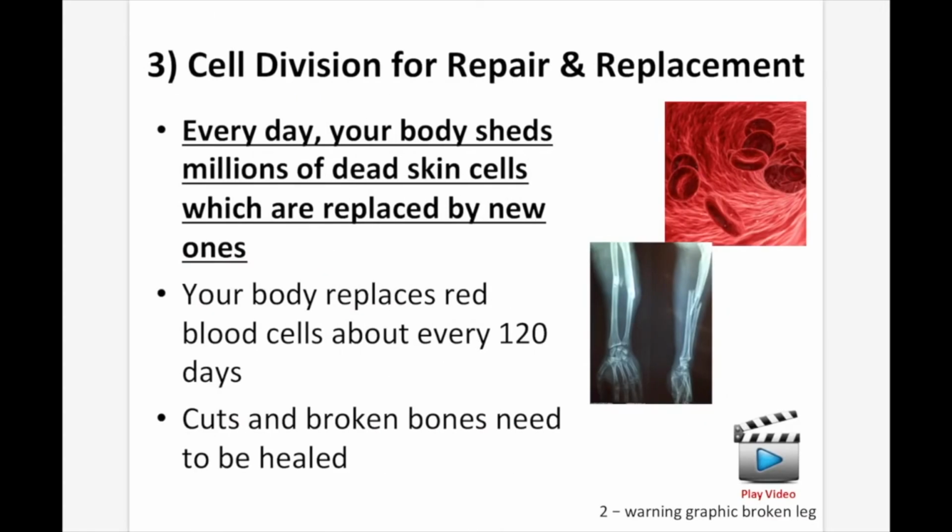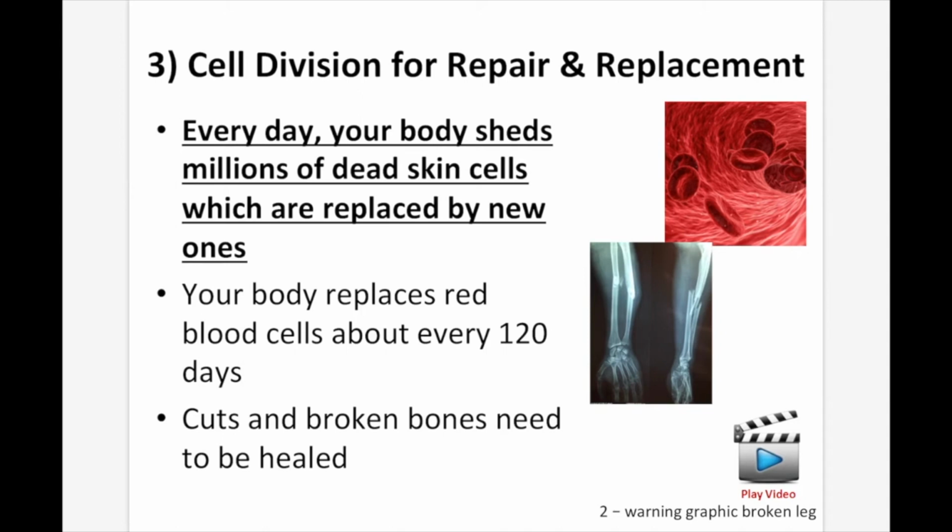Number three, cell division for repair and replacement. Every day your body sheds millions of dead skin cells, which are replaced by new ones. Your body replaces red blood cells about every 120 days. And cuts and broken bones need to be healed. So this is all reason for our cells to be constantly replacing our older cells.